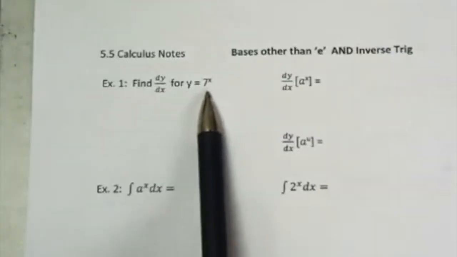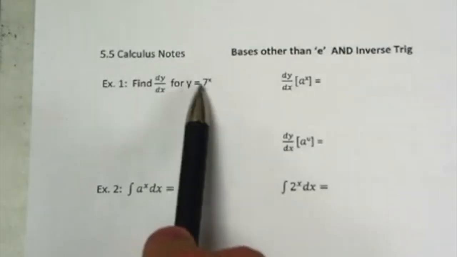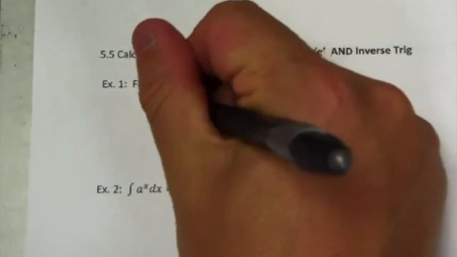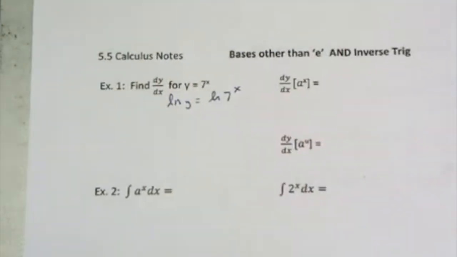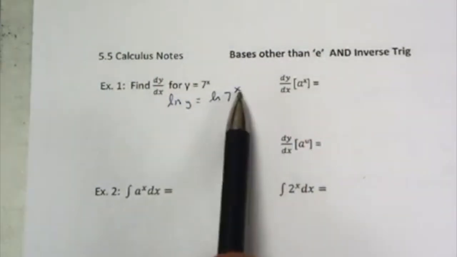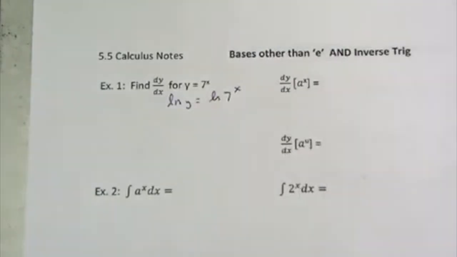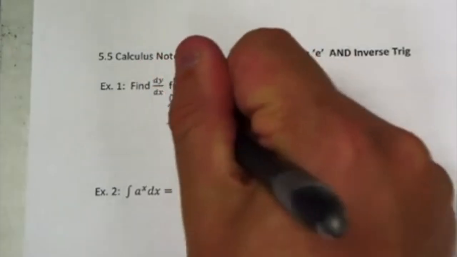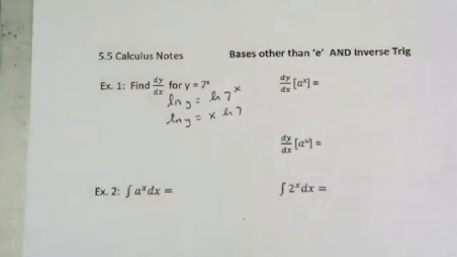So if I want to find the derivative of 7 to the x, then here's what we're going to do. We are going to take the natural log of both sides of this equation. So I would have the natural log of y equals natural log of 7 to the x. And now that I have this exponent inside the natural log, I can move the x out in front. So all I'm doing is rewriting this equation. I haven't done anything with derivatives yet, but all I've done is rewrite the equation in a different form, because that takes care of the exponent.